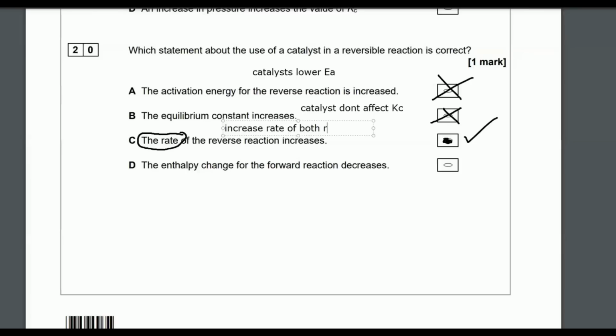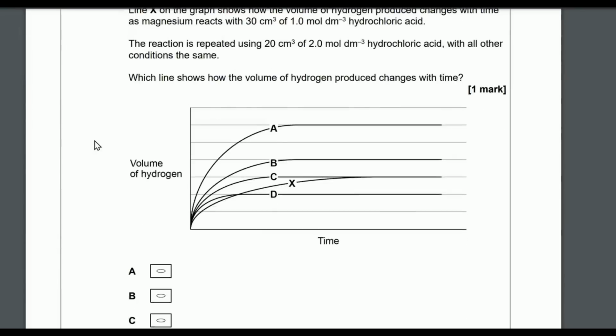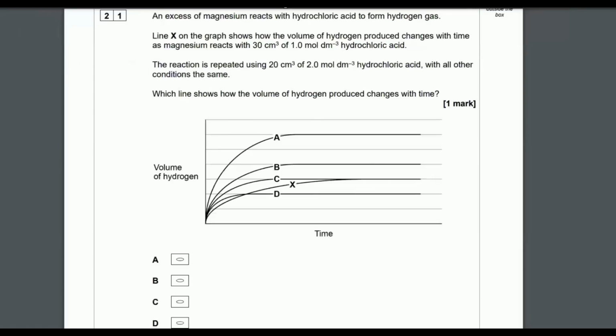Both reactions, both the forward and reverse reaction, increase, and so you reach equilibrium faster, but it doesn't affect the position of equilibrium, so it won't affect Kc. And the enthalpy change for the forward reaction decreases. No, catalysts do not affect the overall enthalpy change, they just lower the activation energy.